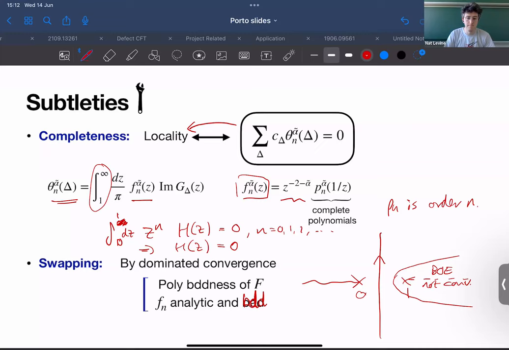Right, so if I call this gamma, I can define the theta n functional as the integral along gamma of fn. And I know that when I wrap it around, and I wrap it back to wrap around the positive axis, this functional is characterizing the vanishing of this discontinuity.